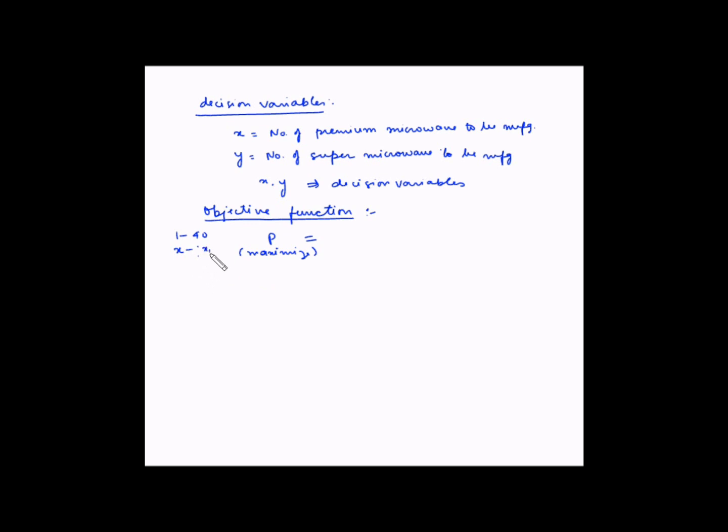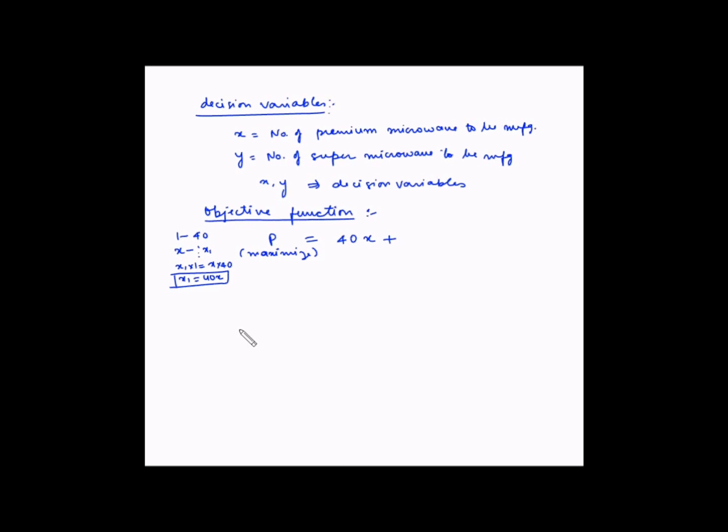So let's say this is X1. So cross multiply, X1 multiplied by 1 is equal to X multiplied by 40, or X1 is equal to 40X. So the profit for X numbers of premium microwave will be 40X. So let's note this down.